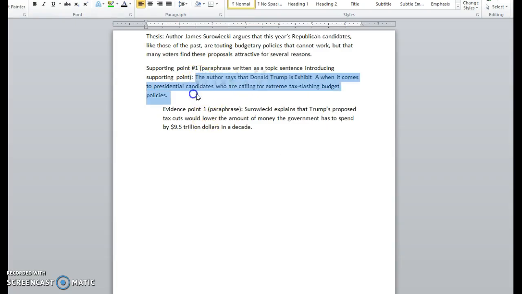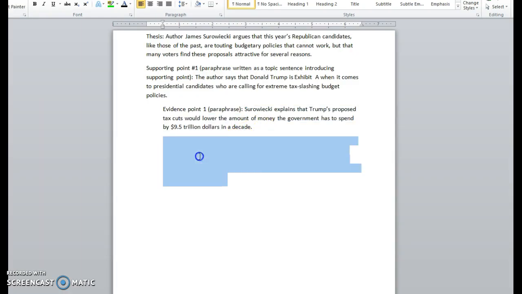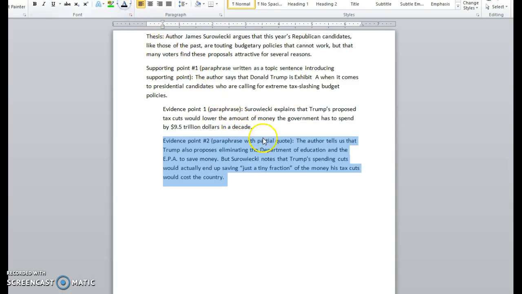Then I go on and I've got evidence points that I have selected that the author uses to support this point here. And I've done this first one as a paraphrase, like the instructions of the assignment told me to do. And then I've done this second one as a paraphrase, but it also includes a partial quote because I want to see how well you're able to practice with these partial quotes. So I'm having you do that as well. So we've got evidence point 1, evidence point 2.